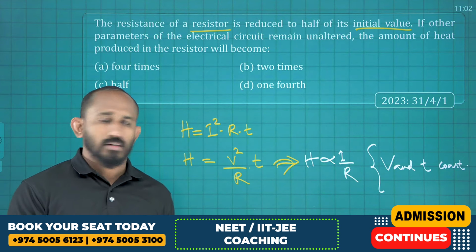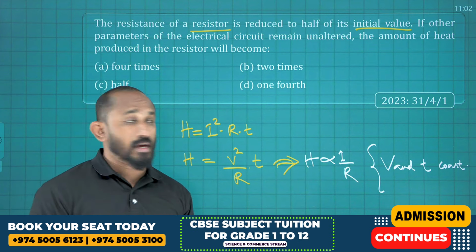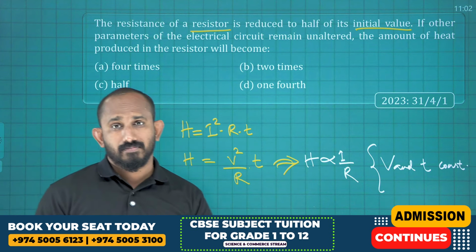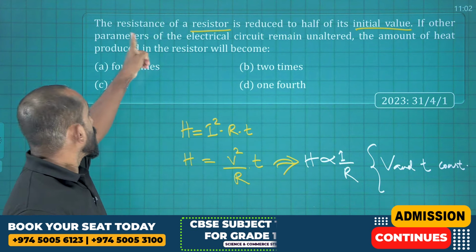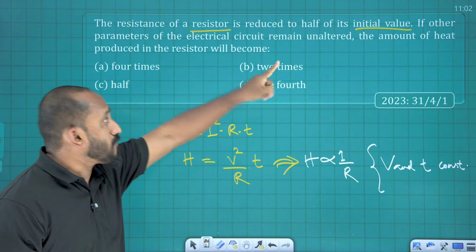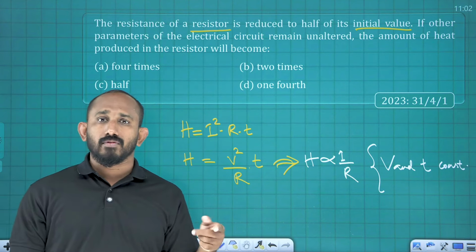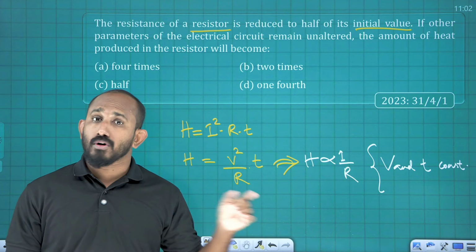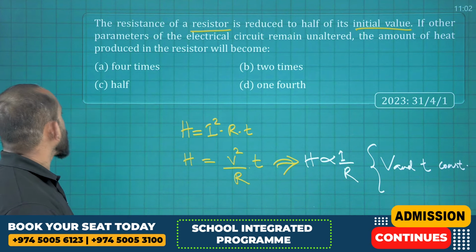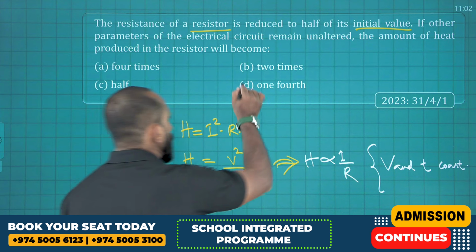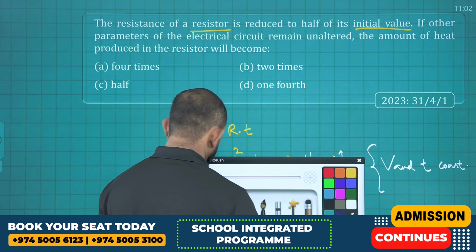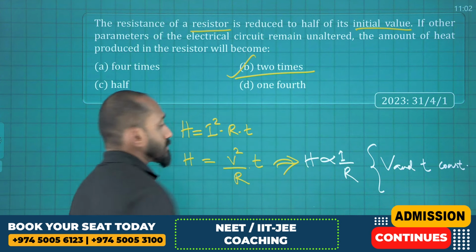If voltage and time are constant, then H is inversely proportional to R. Here, the resistance is halved. The resistance of a resistor is reduced to half of its initial value. If resistance is halved, the heat will be doubled because it is inversely proportional. So the heat will become 2 times. B is the correct answer.